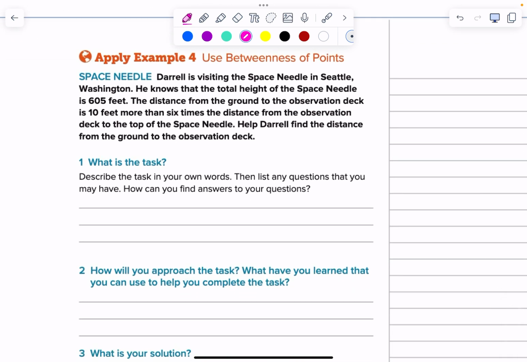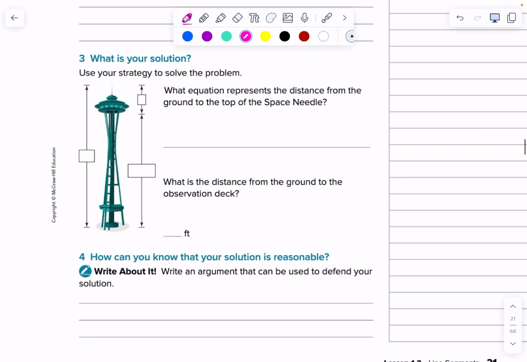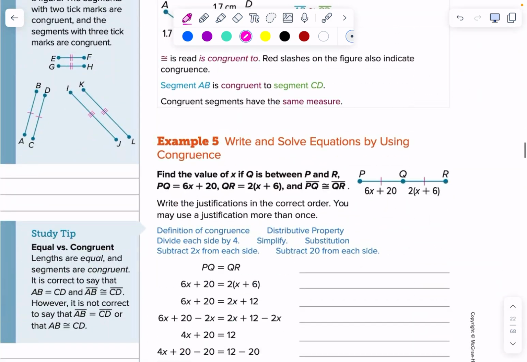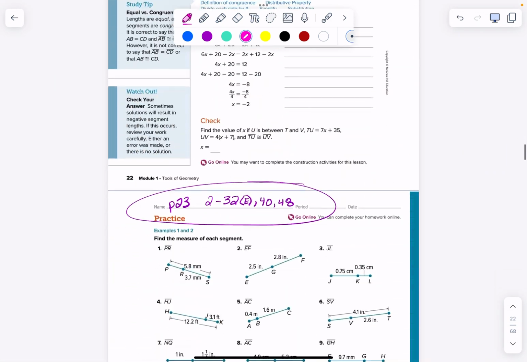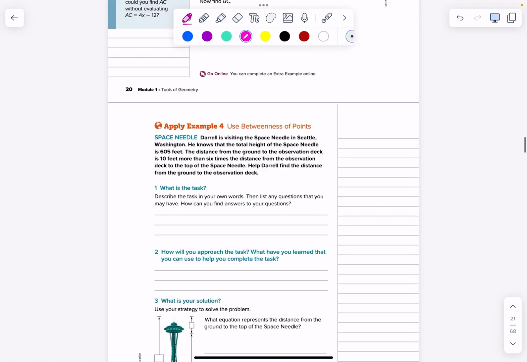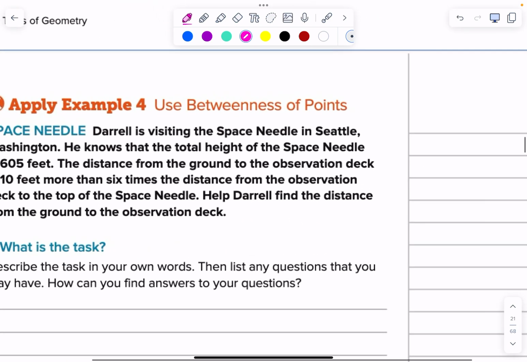Okay, example 4. I like this example. Yeah, let's do this one. Example 4: use between-ness points.